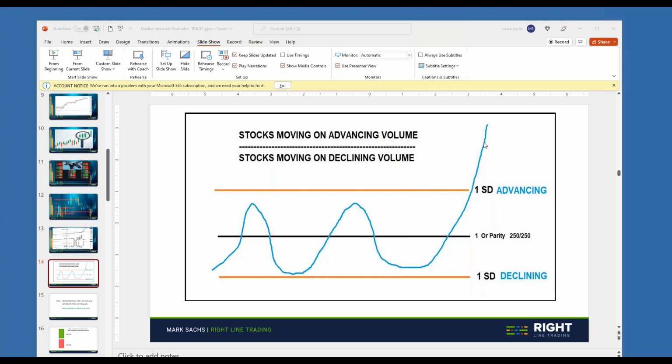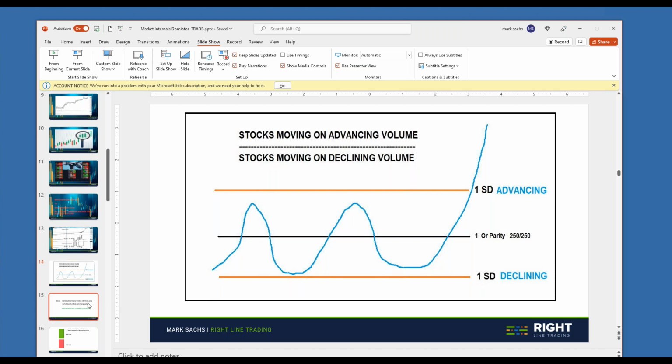But when that disparity just skyrockets off the chart, moves to 2 standard and 3 standard deviations, that's when you're going to get a signal. Anything above 1 standard will give us a signal, because we know the disparity in stocks moving on advancing volume over declining volume is statistically significant. Now this blue line could shoot above that 1 SD line or below that 1 SD line. It does not make any difference.